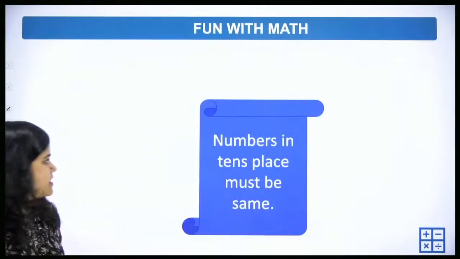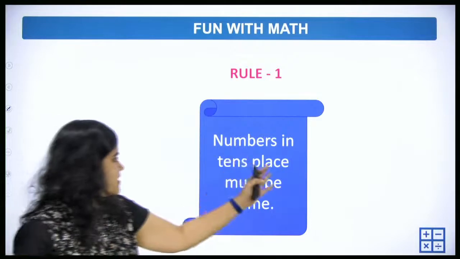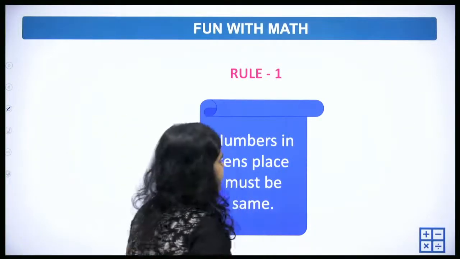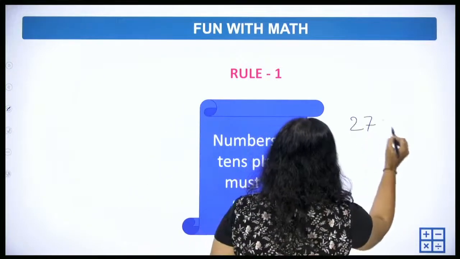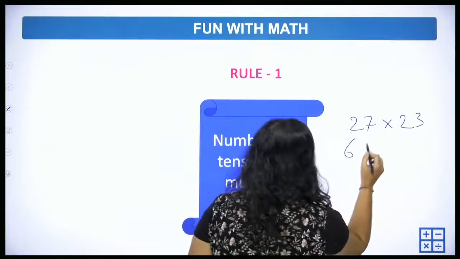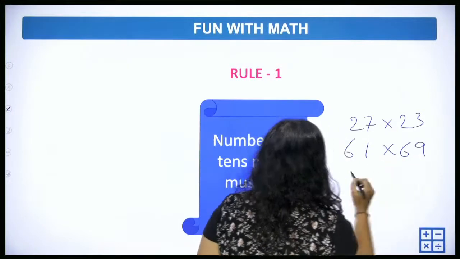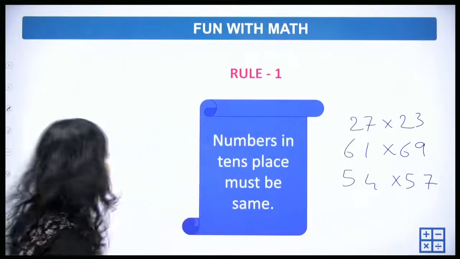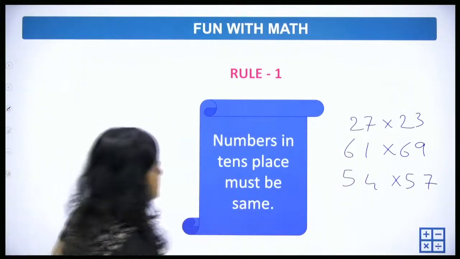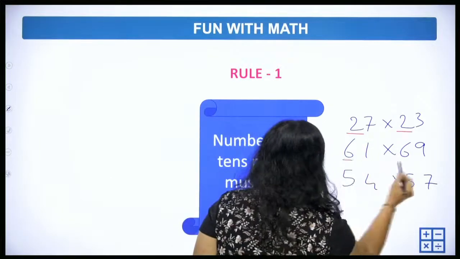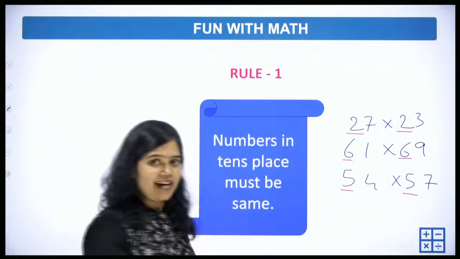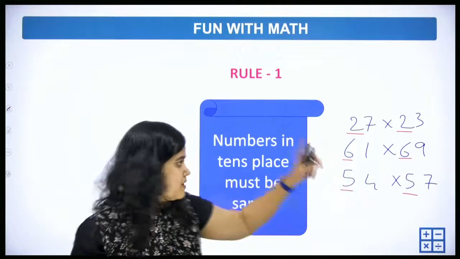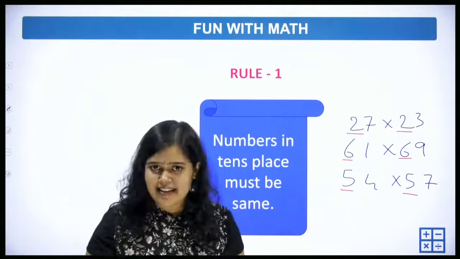Okay, so the first condition is rule 1. Numbers in the tens place must be the same. If you have observed, all the numbers given are 27 into 23, 61 into 69, 54 into 57. If you see, in all the cases, the tens place digits are the same. 6, 6, 5, 5. So that is one of the important conditions. If this condition is satisfied, then rule 1 is satisfied. And is this enough? No.